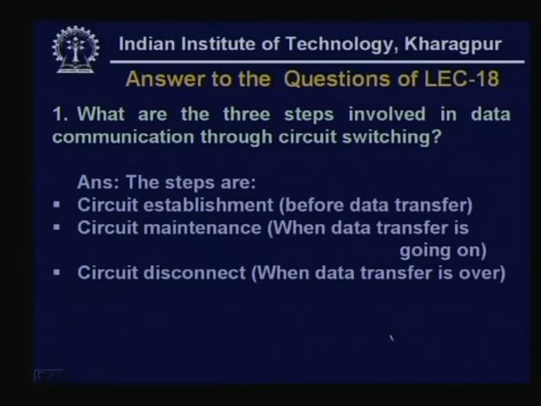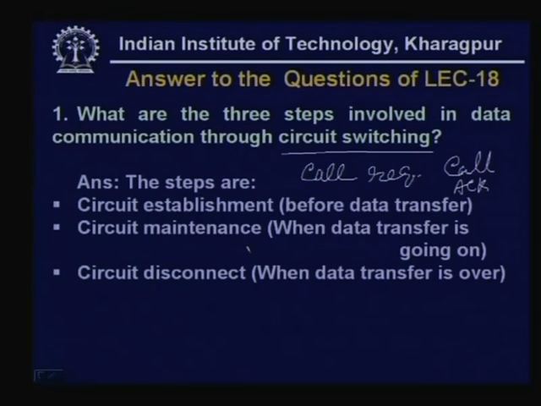Coming to the answer to the questions of lecture 18, first question was what are the 3 steps involved in data communication through circuit switching. As we have seen, there are 3 basic steps. First step is circuit establishment, that means call request and call acknowledgement. So, with the help of call request and call acknowledgement, circuit establishment is performed.